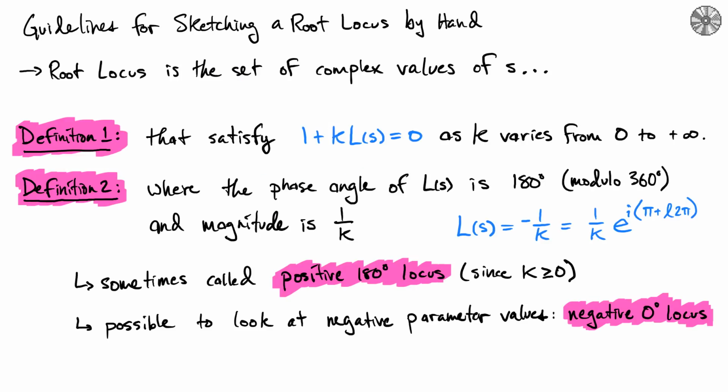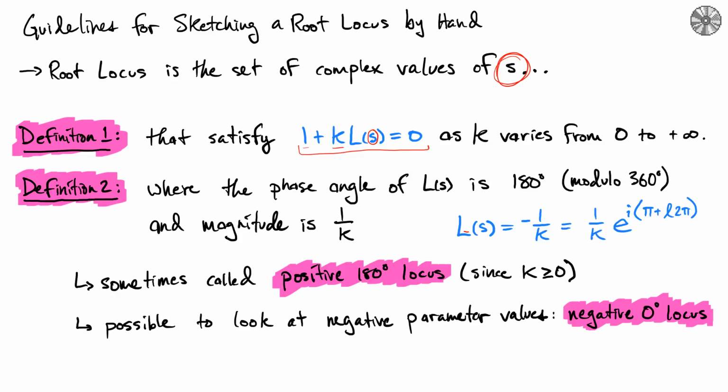And so before we get into the guidelines of sketching a root locus, it's worth discussing again what the definition of the root locus is. It is essentially the values of S. So it's all the values of S that satisfy this characteristic equation being equal to 0. And so we're trying to identify these values of S because there's no S in 1 or in K. So it's all the values of S that make this true.